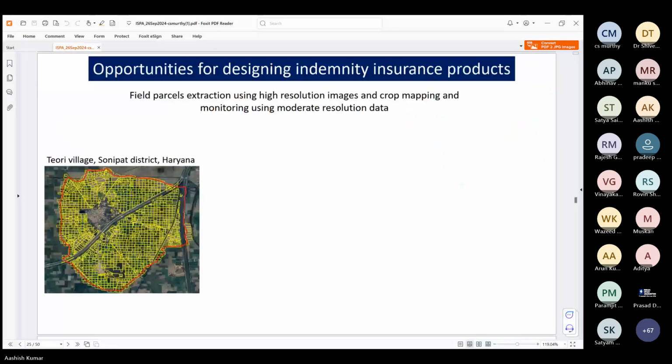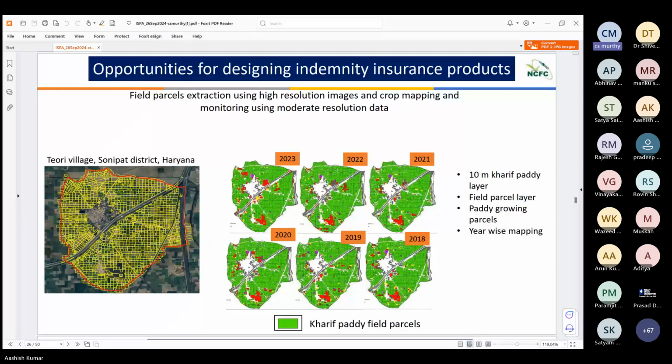Next, please. So today there is a lot of scope to develop indemnity insurance products at parcel level, because of high resolution data, extracting field parcel information, generating crop maps at parcel level and monitoring the crop at parcel level. So we can make a beginning in the country, at least for two major crops, rice and wheat. This is one potential area where there is a lot of scope to develop innovations or solutions. Next, please.